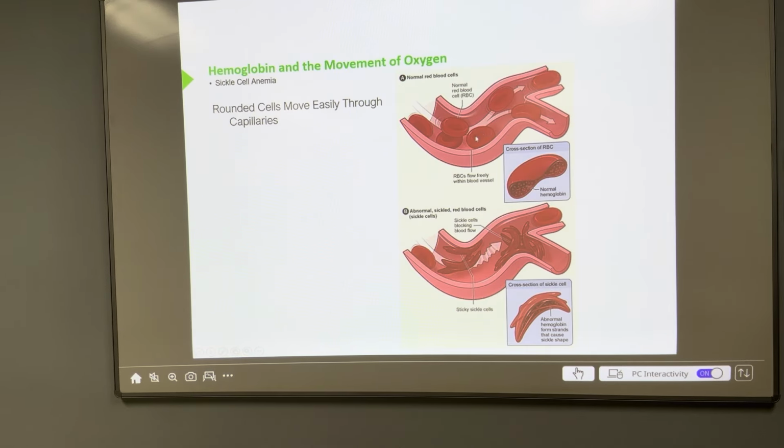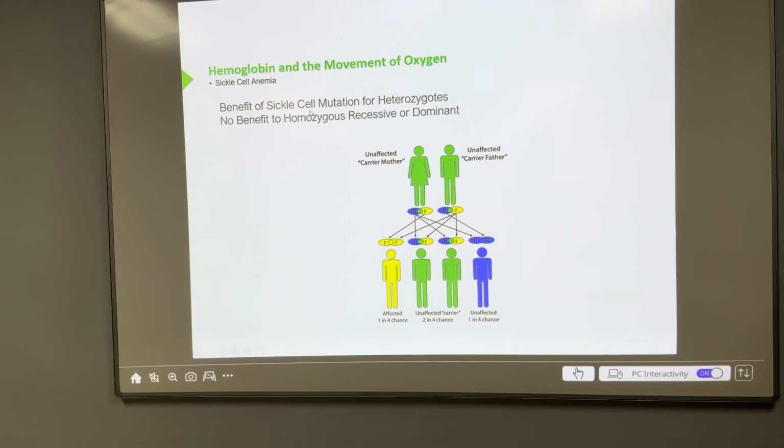You see, red blood cells, we talked about that. They move nicely through the vessels, but sickle cells clump up and make a clot. They get stuck, and the sickle cells are removed by the spleen. The spleen is the graveyard of the red blood cells. It removes all of them. There is a benefit of the sickle cell mutation for the heterozygous.